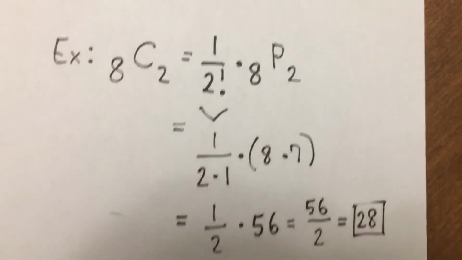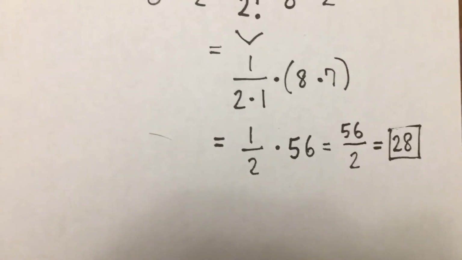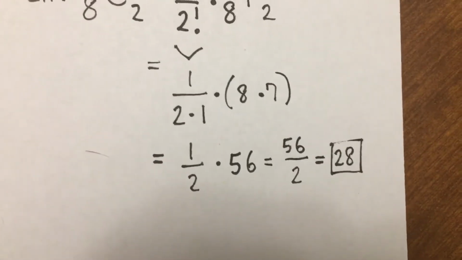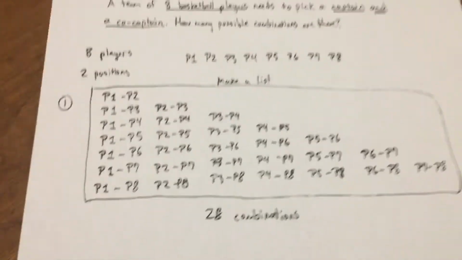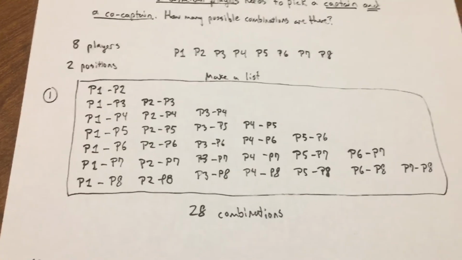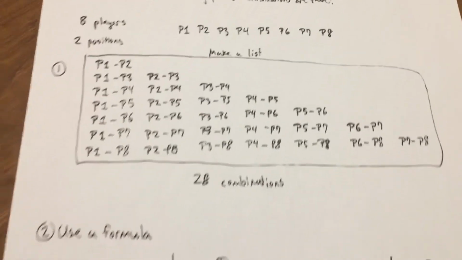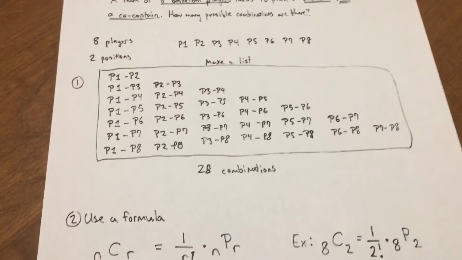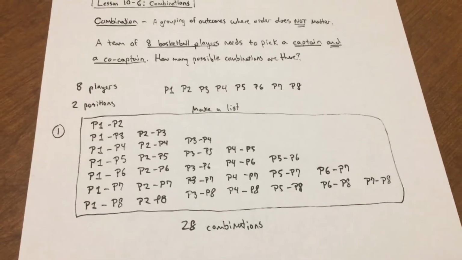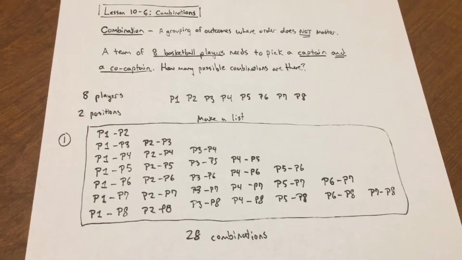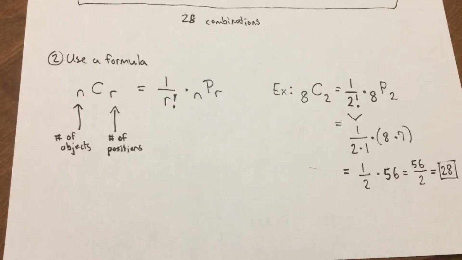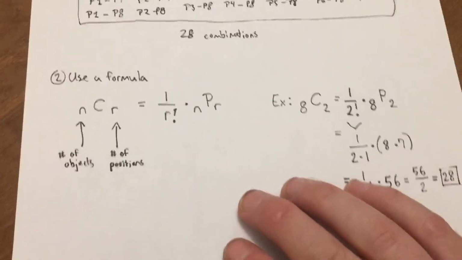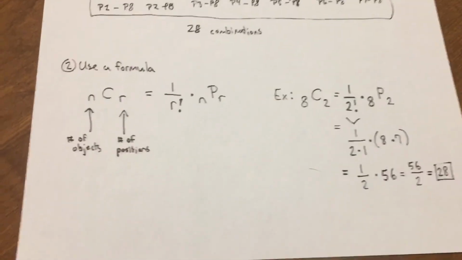And of course, if we were to calculate that down, 1/2 times 56, or 56 over 2, gives us a total of 28. So that matches what we had when we looked at our first method of making a list. So you do have 2 different approaches on how you can calculate combinations. You can either list out all the possible scenarios, or you can use the combination formula. It does take a little bit of practice to do.